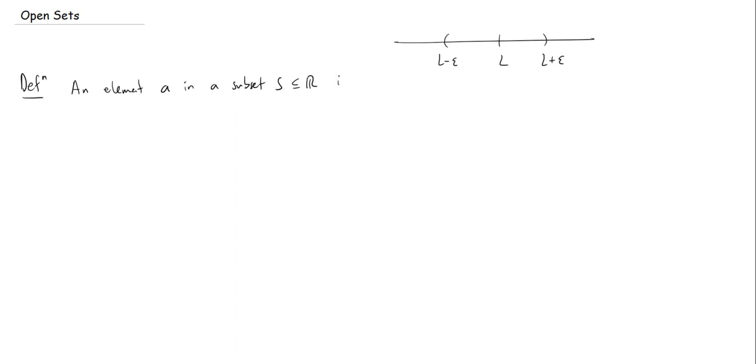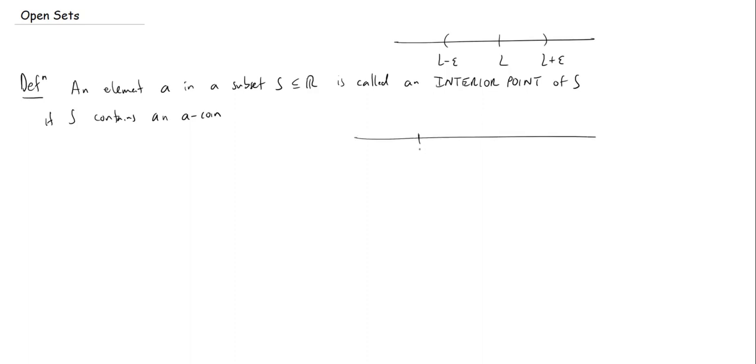So this element is called an interior point of S if S contains an epsilon coin around a. So I have some set S, and I don't know exactly what it looks like, but somewhere is this point a, and in order for a to be an interior point, I need to be able to find some epsilon coin that lies completely inside of S.